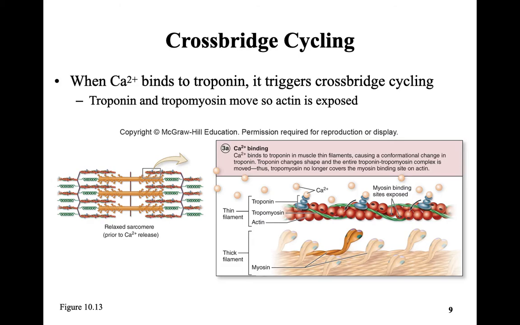And then the reason muscle contraction requires calcium: normally when the muscle cell's at rest, we have these troponin and tropomyosin proteins, and they are covering up the myosin binding sites on actin, so myosin can't bind to actin. When calcium is released, it binds to troponin, which then moves the tropomyosin out of the way, and now we can see here the myosin binding sites are exposed, and the myosin can bind to actin.